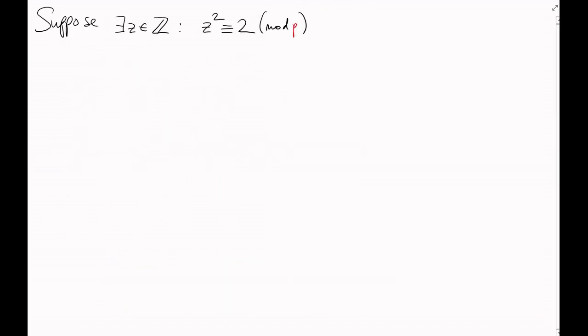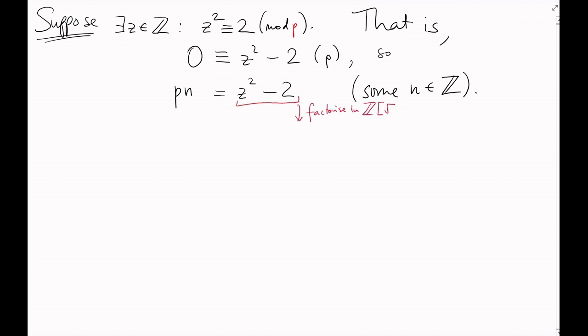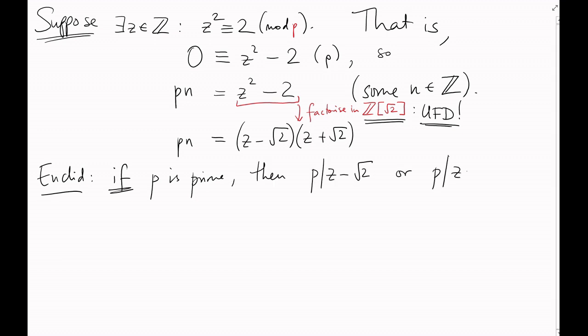Suppose that z squared equals 2 mod p for some integer z, that is, 0 equals z squared minus 2 mod p. So p times n equals z squared minus 2 for some integer n. Factorizing the right-hand side inside Z adjoin root 2, it becomes z minus root 2 times z plus root 2. And because Z adjoin root 2 is a unique factorization domain, it has an analogue of Euclid's lemma. If p is a prime element of Z adjoin root 2, then it must divide one of the two factors on the right-hand side. But that can't be true.